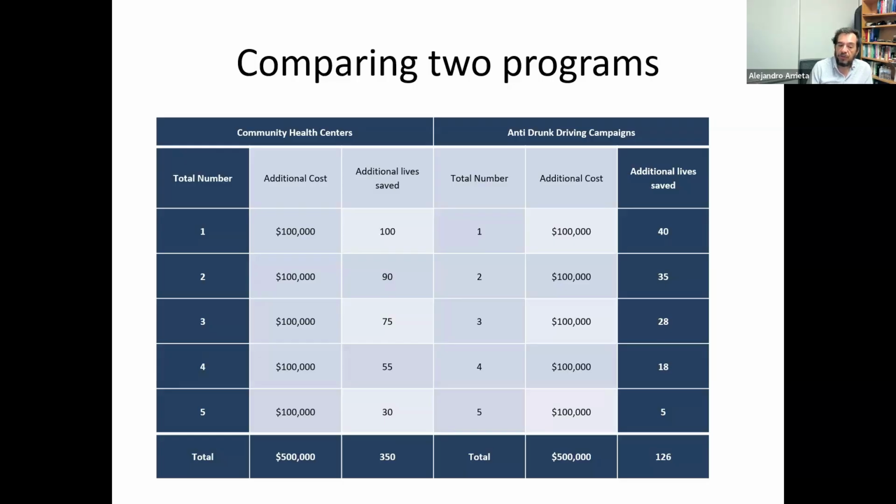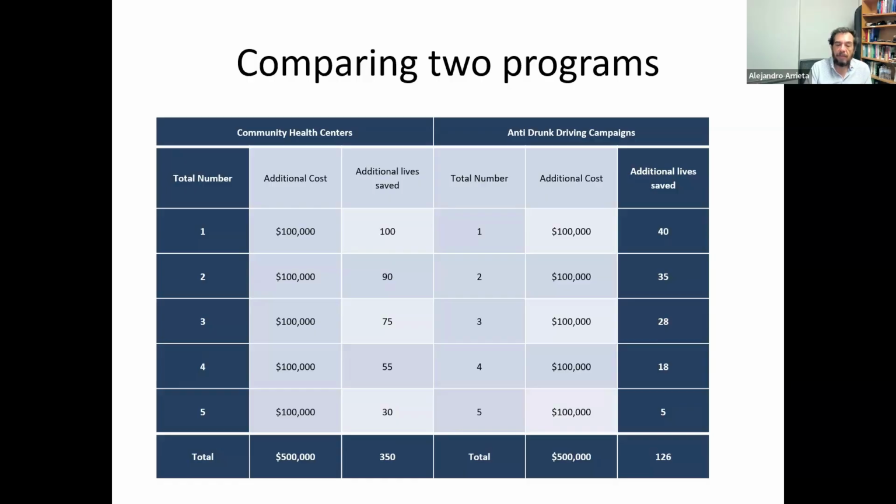So as a result, I will have 4 community health centers, 1 anti-drunk driving campaign, and the total lives that I will save are 360, more than just doing 5 community health centers. Okay, 360. So that's the way we analyze in the margins.